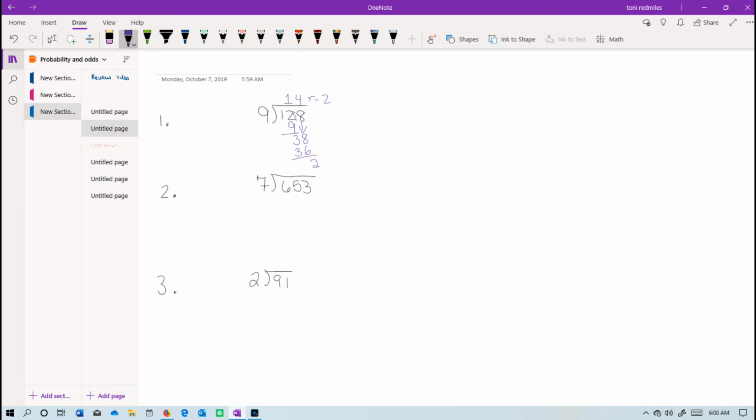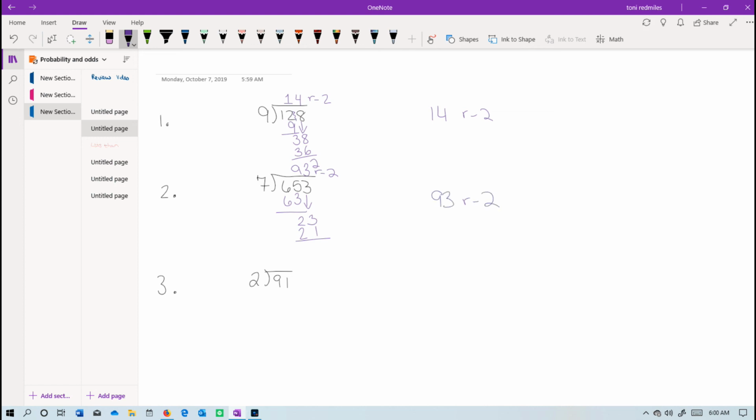14, remainder of 2. All right, 7 can't go into 6, so let's look at 65. Well, 7 can go into 65, and that's 9 times, which is 63. 9 times 7 is 63. If I subtract those, I get 2. Drop down this 3. 7 can go into 23 3 times, which is 21, leaving me again with a remainder of 2. So this one was 14, remainder 2. This one's 93, remainder 2.